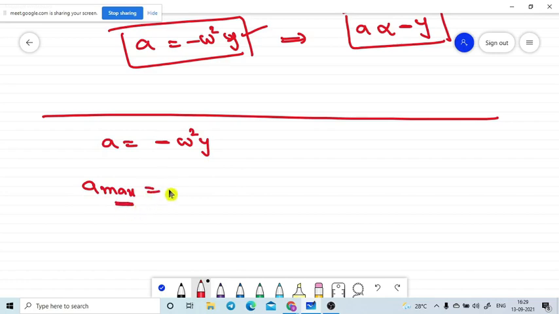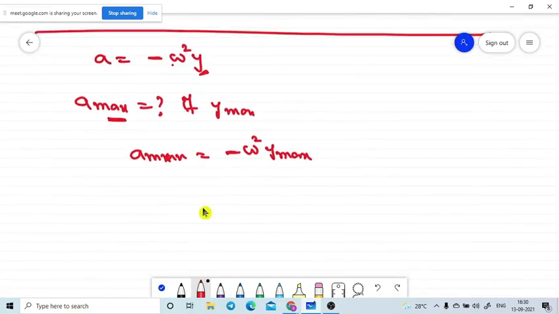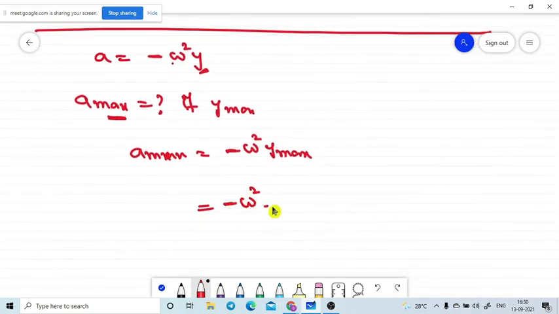How can we get the a maximum value? Omega is the constant angular velocity of the particle, it won't change, but the changing parameter is only the y value. If y is the maximum, a will be maximum. So a maximum is equal to minus omega square into y maximum value. What is the y maximum value? Just now we discussed, y maximum is equal to r only.